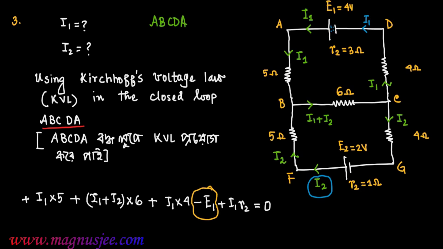If we repeat the explanation again, in the closed loop ABCDA, we have to travel from the point D to A, and to cross the cell of EMF E1, we have to cross the negative terminal of the cell first, then the positive terminal. That's why this EMF E1 will be negative. E1 turns into minus E1 in the equation.